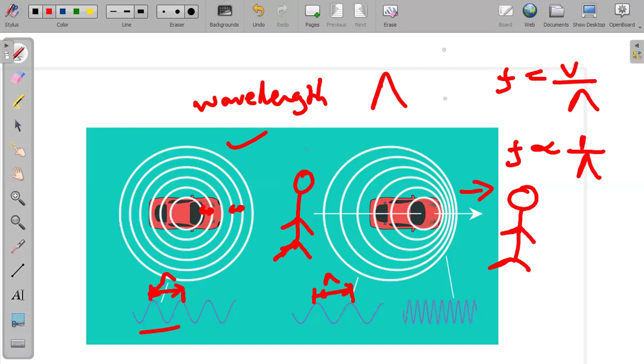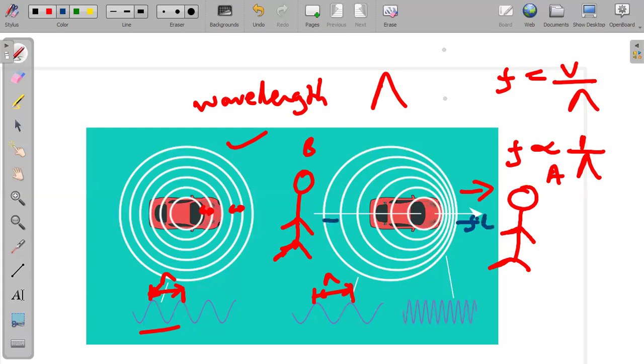So let's call this one observer B, and let's call this one observer A. Definitely it shows us that observer A shall hear a higher frequency than observer B. Why? Because here, where the wavefronts have been compressed, it's evident that the wavelength is now very short. The wavelength is short, and wavelength varies inversely with the frequency. It means there is a greater frequency this side than this side.